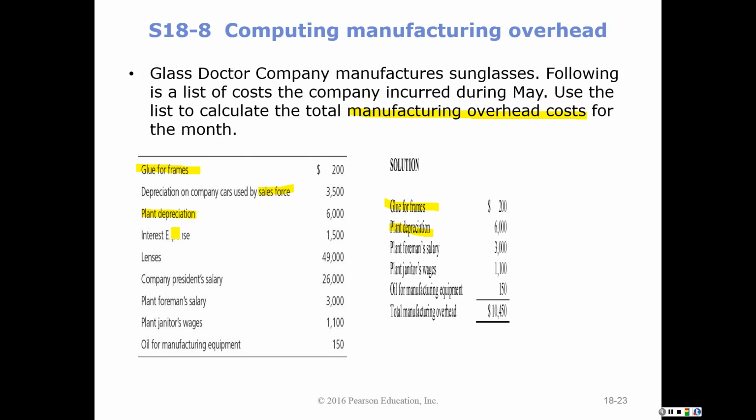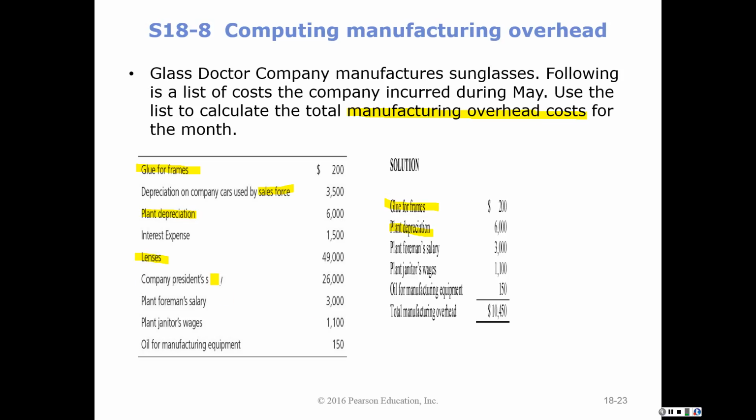Interest expense? No. Manufacturing has no control over how the CEO or the chief operating executive decides to finance the purchase of our building or our machines. Okay, this is a finance cost. This is not part of the cost of manufacturing our inventory. Lenses, that should be part of inventory. Yes, it is, but it is a direct material. It is not part of manufacturing overhead because it is a direct material.